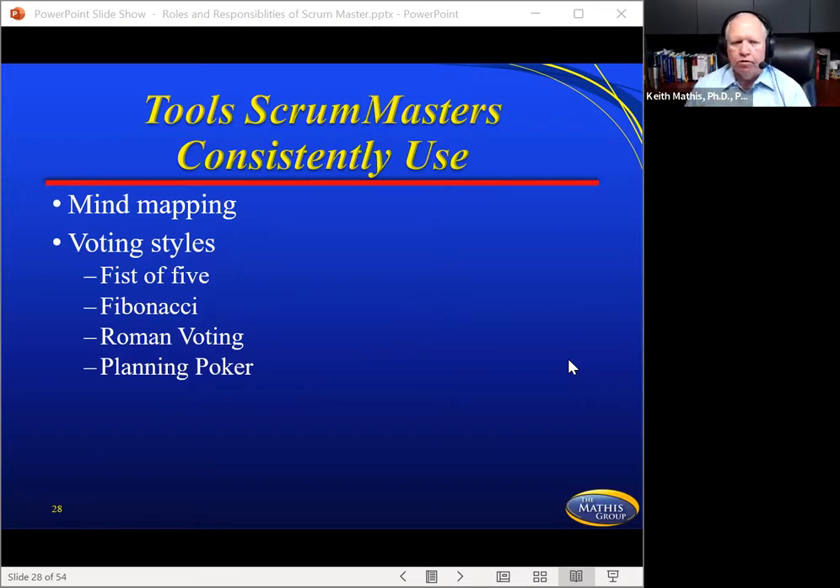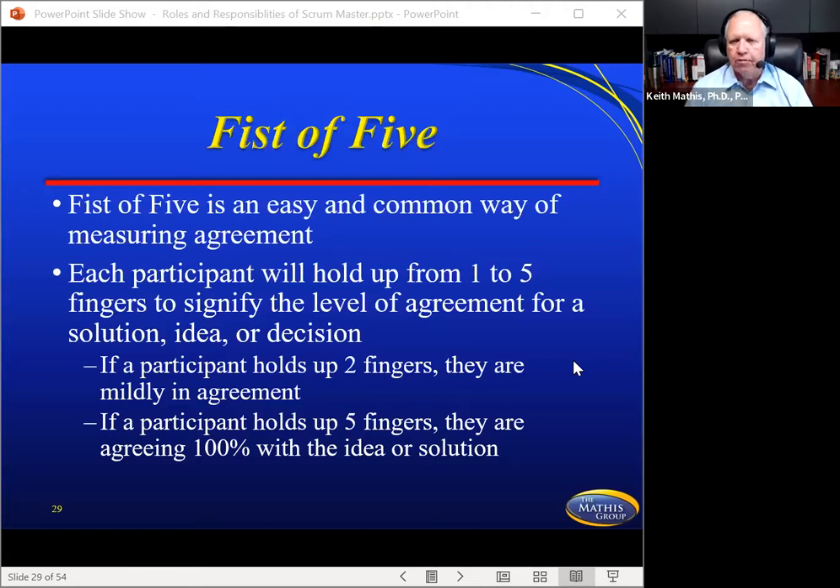Now, many of you I know do this. I've seen you do it in meetings, and many of us have talked about this in other classes, but just to make sure. The Fist of Five is what we're looking at right here. If I hold my hand open with all 5, that means I totally agree. I could do a 3. That means I'm kind of in the middle. And if I do this, that means I do not agree with this at all. And so that's what the Fist of Five is.